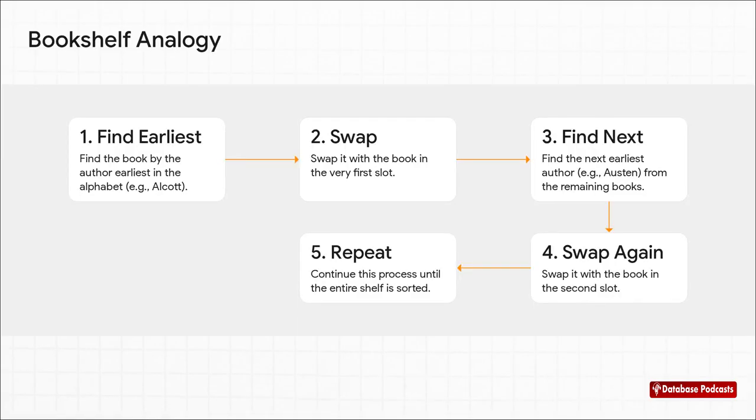First, you'd scan that whole shelf to find the book that comes first alphabetically. Let's say an author whose name starts with A. You grab it, you put it in the first slot. Now that slot is locked in. Then you scan the rest of the shelf for the next book in line, maybe one starting with B, and put it in the second slot. You just keep going like that until every single book is in its final sorted place.